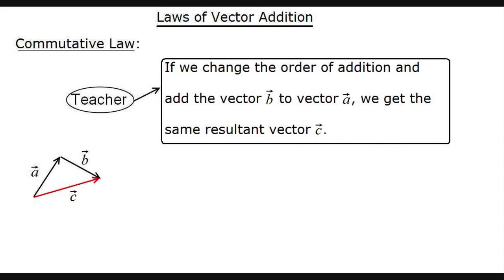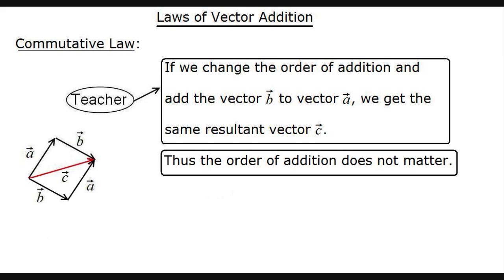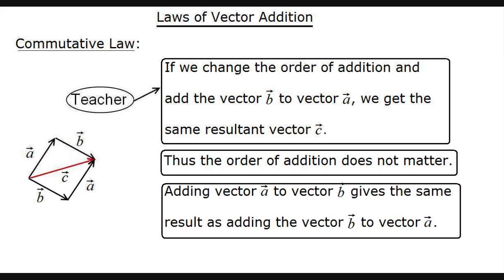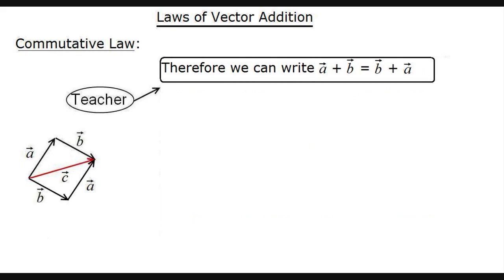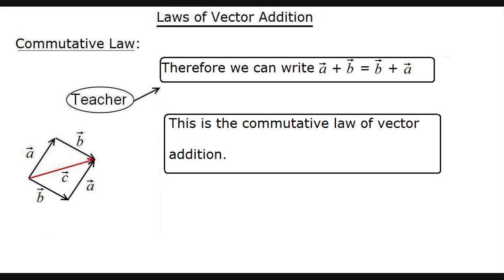If we change the order of addition and add the vector b bar to vector a bar, we get the same resultant vector c bar. Thus the order of addition does not matter. Adding vector a bar to vector b bar gives the same result as adding the vector b bar to vector a bar. Therefore we can write a bar plus b bar is equal to b bar plus a bar. This is the commutative law of vector addition.